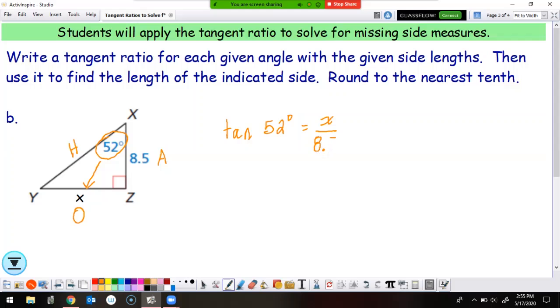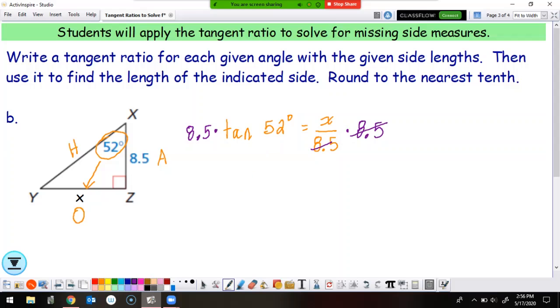Now we wouldn't necessarily have to write this as a proportion. You could ask yourself, well, how can I isolate the X? How can I undo the divide by 8.5? And to do that, we can multiply both sides by 8.5. The 8.5 will cancel on the right side, and we're left with the mathematics that we'll need to do to solve for X.